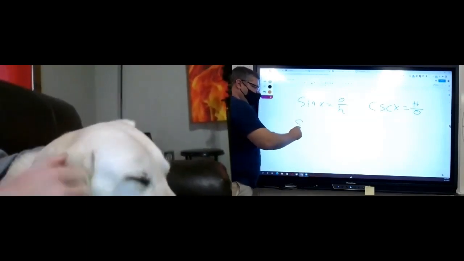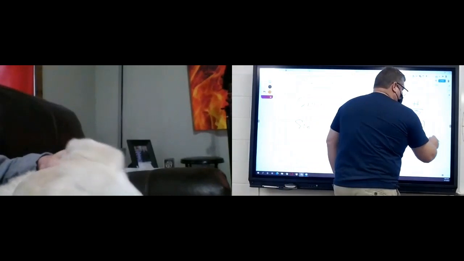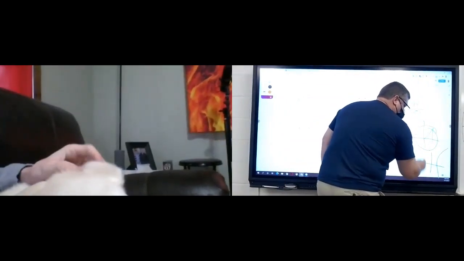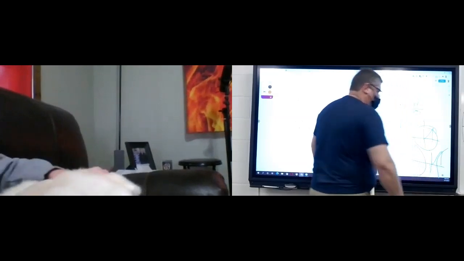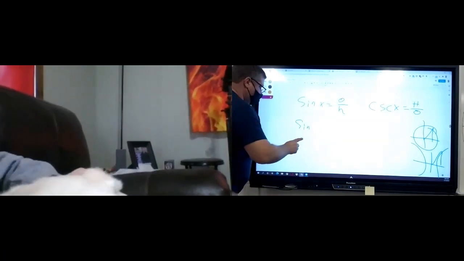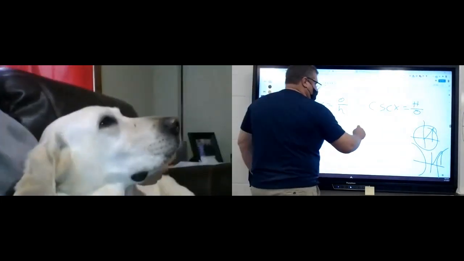Well, I see one, but that's cosine. That's not cosh. That's hyperbolic cosine. Hyperbolic cosine, instead of being based on this situation, is based on this situation. And that's very different.